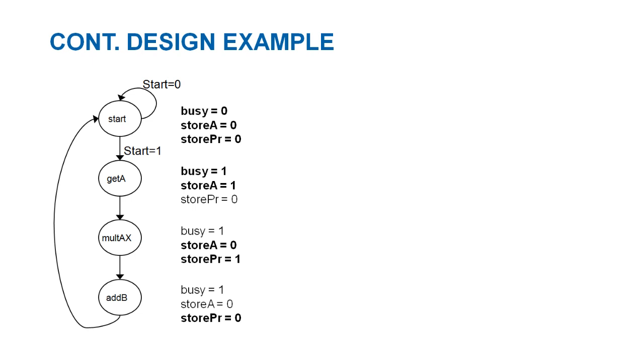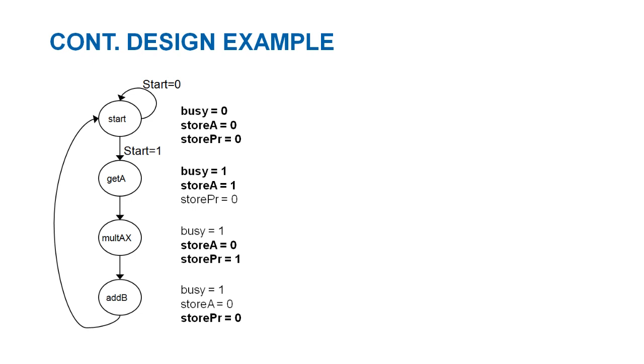And immediately on the next clock cycle, we can still emit the busy signal as being high because we are busy right now, and we are no longer storing A, but now we are going to store the product of A and X. And of course, on the next clock cycle, the data that will be available on the input bus D is B, so we can add this data to the product of A and X.